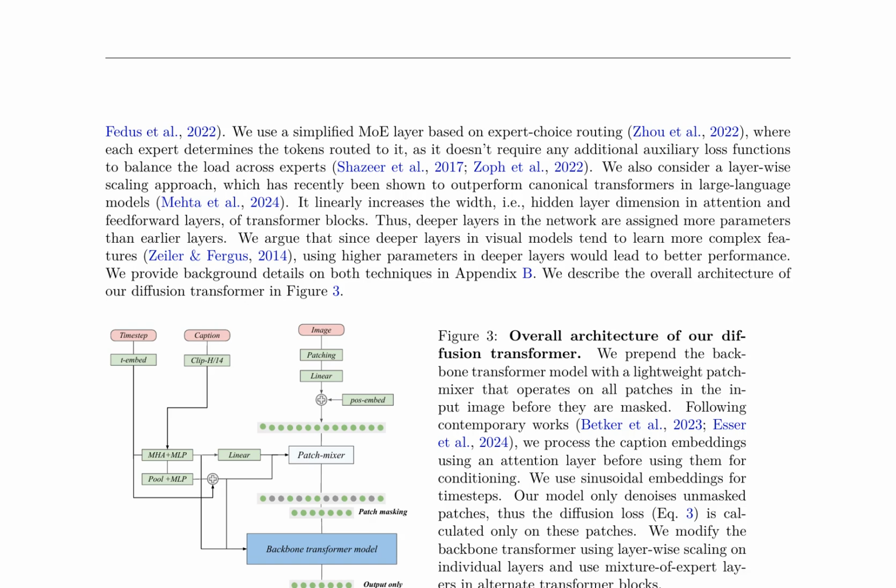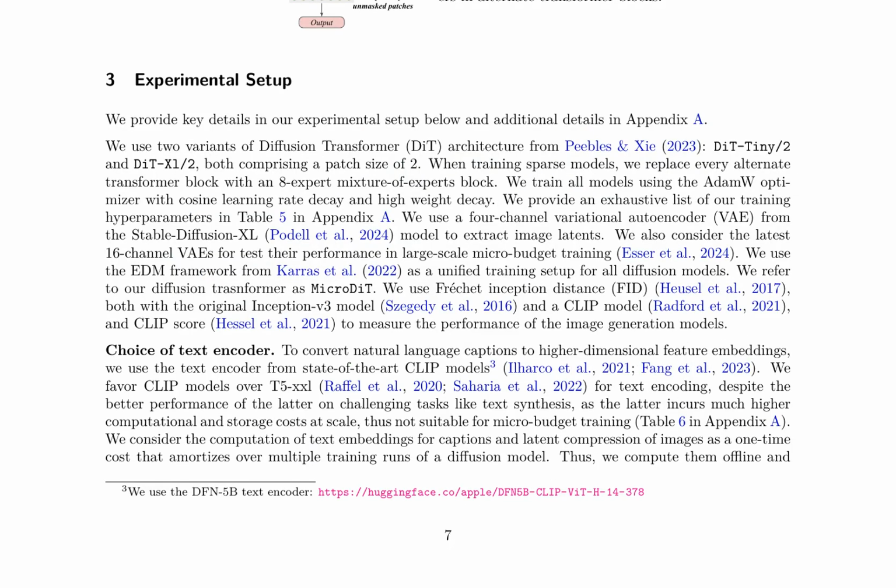The authors used two variants of the DiT architecture, DiT-Tiny/2 and DiT-XL/2, both comprising a patch size of 2. They replace every alternate transformer block with an 8-expert MoE block when training sparse models. The models are trained using the AdamW optimizer with cosine learning rate decay and high weight decay. The authors also use a 4-channel variational autoencoder, VAE, from the Stable Diffusion XL model to extract image latents and consider the latest 16-channel VAEs for large-scale microbudget training.